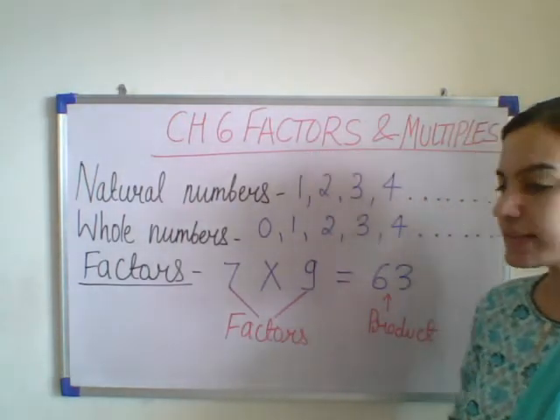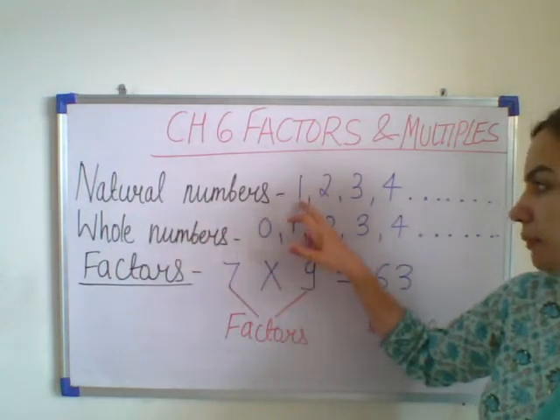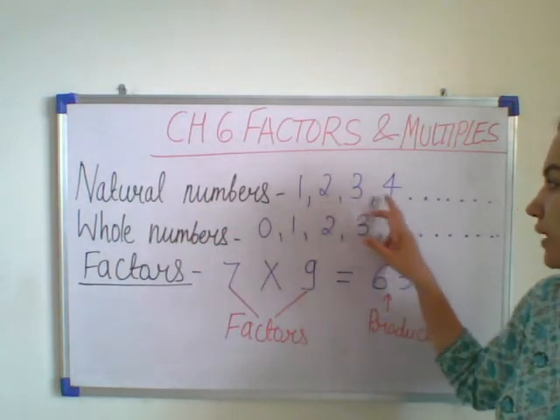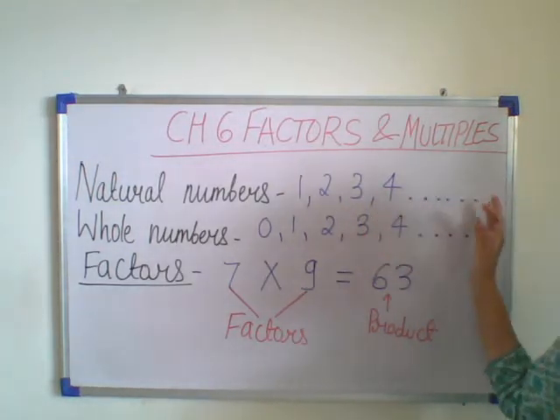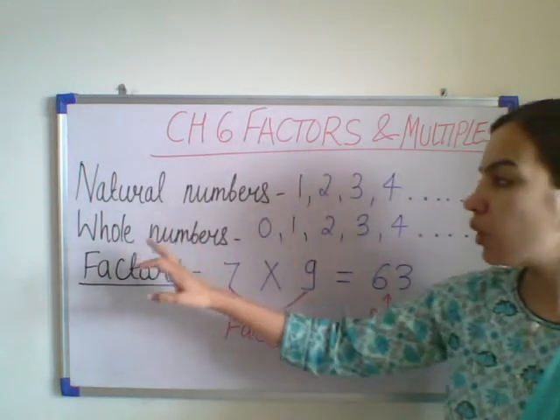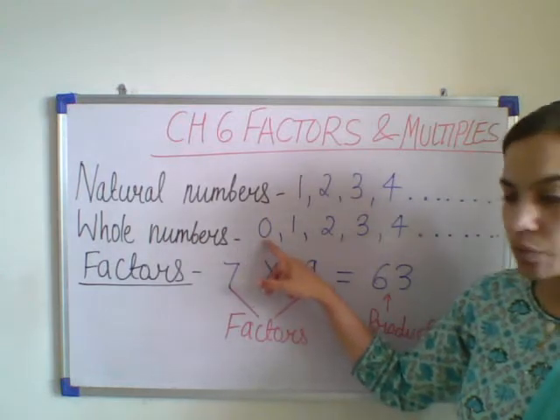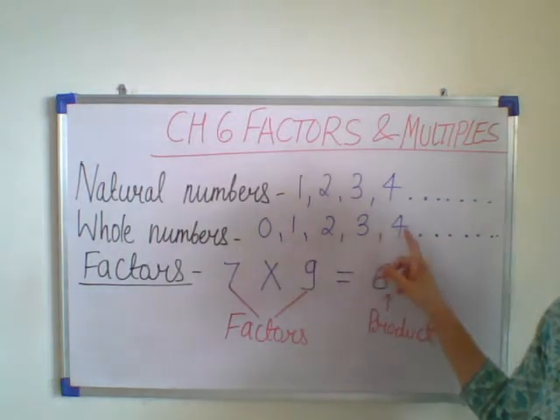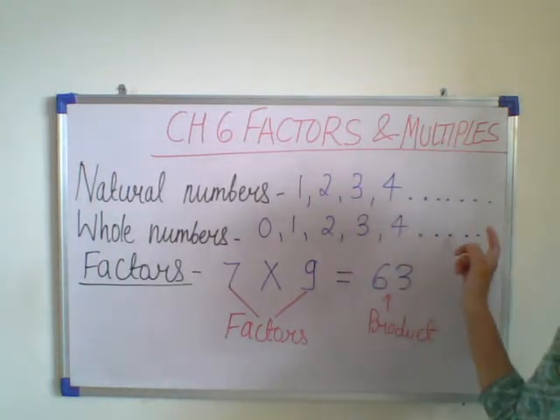First of all, let us study what are natural numbers. The numbers 1, 2, 3, 4, 5, 6 and so on, all these numbers are the natural numbers. Whole numbers, including 0, 1, 2, 3, 4 and so on. All these numbers are whole numbers.